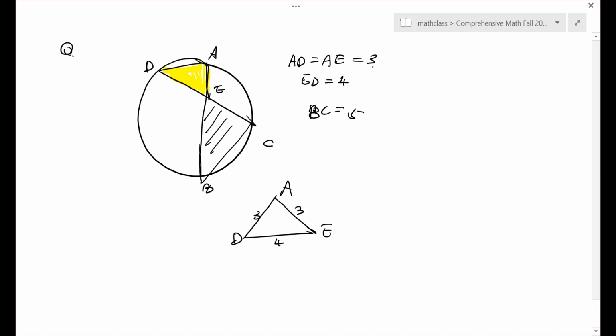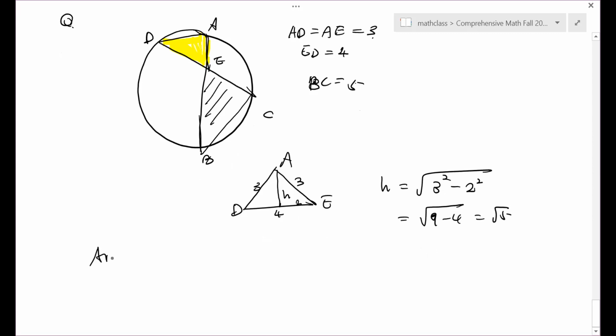Well, this is an isosceles triangle, right? To find the area, you just need to find the height. The height is going to be, by the Pythagorean theorem, the square root of 3 squared minus 2 squared, right? So it's 9 minus 4, so it's the square root of 5. All right, so the area of this triangle ADE is going to be half of the base times the height, so it's 2 square root 5. Okay, so you get the area of the yellow triangle.